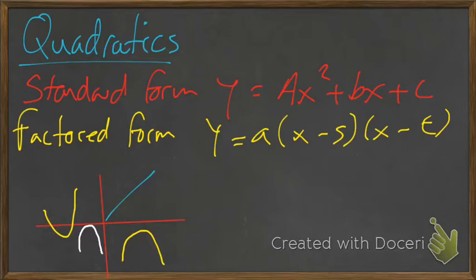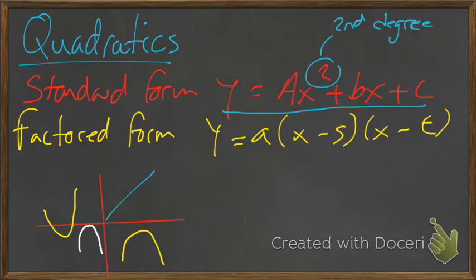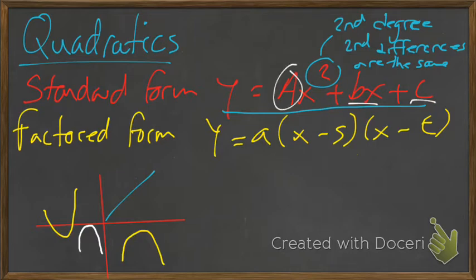We have two different forms for our quadratic equation. We have the standard form, which is y is equal to ax squared, keeping in mind the squared means it's second degree, and that second differences are the same, or constant. And our b value is just bx, and c, which is just our constant. Now, a, c, b, they're involved in shifting the equation, but again, we're not going to look at that right now. We're going to look at factored form.